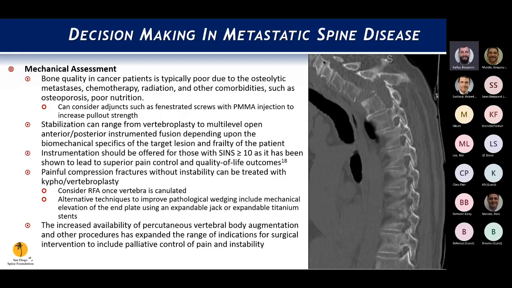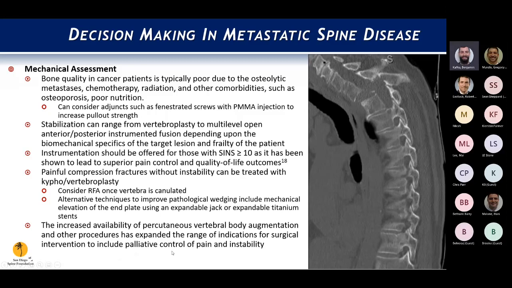Now, you can have a patient with a painful compression fracture that does not meet criteria for instability. With those patients, you can consider kyphoplasties and vertebroplasties. You can even consider technologies such as radiofrequency ablations or cryotherapies once you've cannulated the vertebra. There are also other techniques out there that are less well studied, such as expandable jacks or expandable titanium stents that you can place to help treat painful compression fractures.